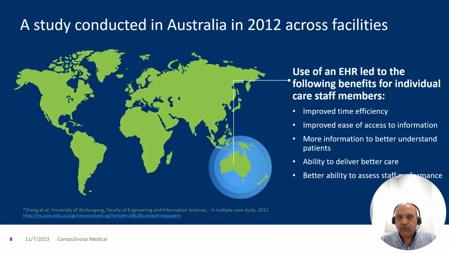So very briefly, just to summarize a study that was conducted in Australia on the use of electronic health records. These were some of the key benefits for individual staff members at a practice or an organization. Firstly, there was improved efficiency from a time perspective, improved ease of access to information. You can search for a record quickly and access it. More information led to a better understanding of patients' conditions and their issues, and the ability to basically deliver better care. And once again, you're able to assess staff performance and other issues like that much more effectively by using electronic health record systems.